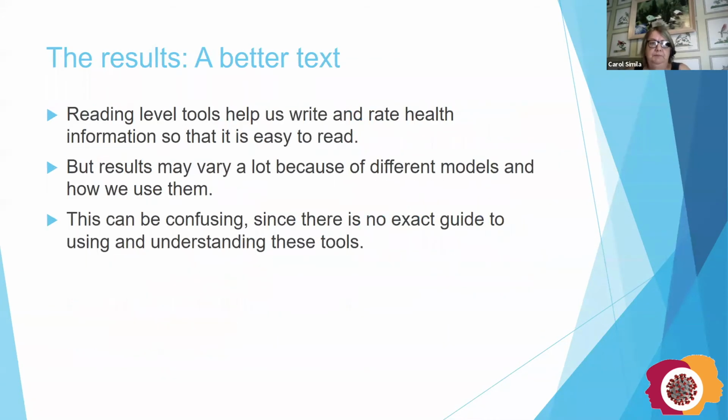The results, a better text. So reading level tools help us write and rate health information so that it is easy to read. But results may vary a lot because of different models and how we use them. This can be confusing since there's no exact guide to using and understanding these tools. And that's pretty much what we talked about a few moments ago with some of the questions. Yeah, it is confusing. I think I read something on the message board that there are like 200 reading level tools online or something. Yeah, I mean, that can start to get confusing.